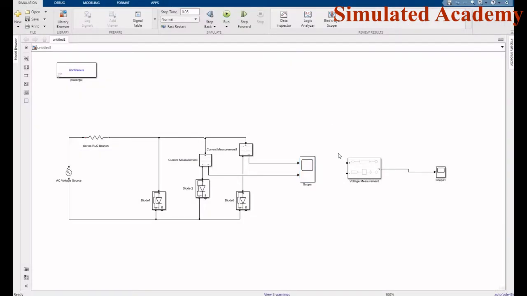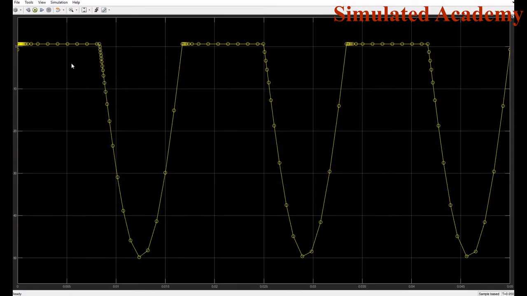What if you find the voltage across the diode? Because these are connected in parallel, all the three diodes will have the same voltage drop on them. Okay, now I connected a voltage measurement through a scope and will measure the voltage across the diode. Run this again and click on scope. This is the voltage which drops across the diode.